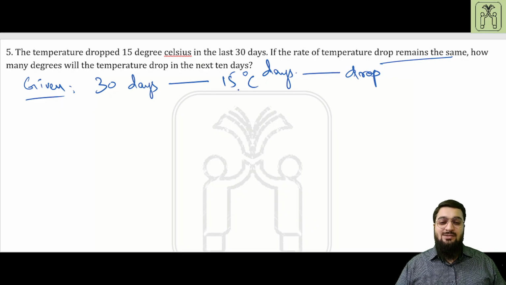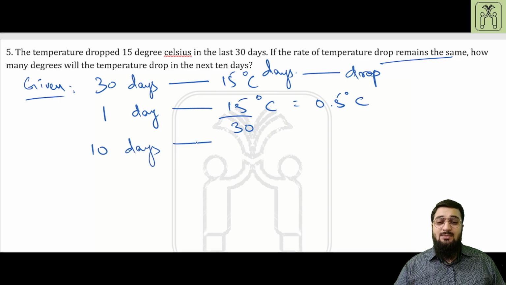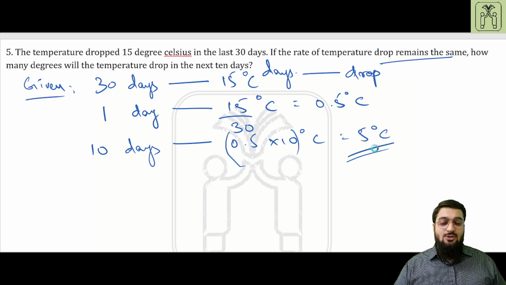So 15 degrees Celsius will be on the right. We will convert 30 into 1 by dividing by 30. 30 divided by 30 will be 1, and 15 divided by 30 will give us 1 upon 2, or 0.5 degrees Celsius. After that, we will convert 1 into 10. So we will write 10 days by multiplying by 10, and 0.5 into 10 will be over here, and the answer will be 5 degrees Celsius. So the drop of temperature within the next 10 days will be 5 degrees Celsius.